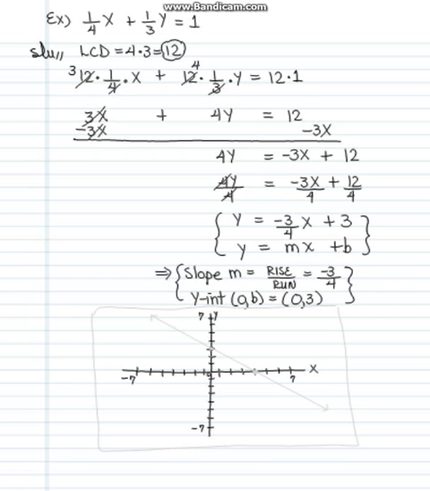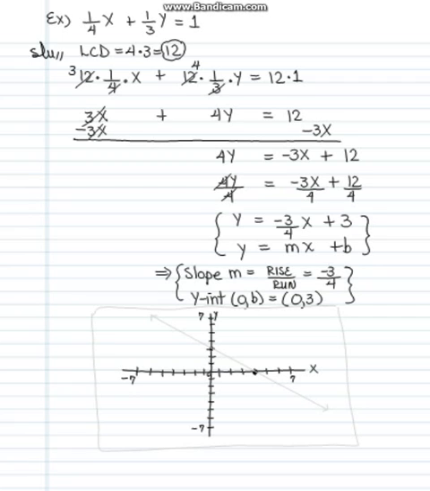So if you rise -3 units, that means starting at this point, the y-intercept, you're going to go down 3 units, 1, 2, 3, and then you're going to run to the right because it's a +4 on the bottom. If it were negative, you'd run to the left, but it's a positive number, so you run to the right 1, 2, 3, 4 units, and there's your second point. It looks like it's located at 4, 0.